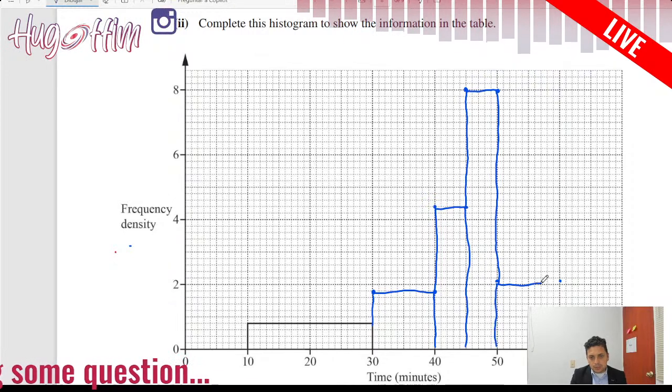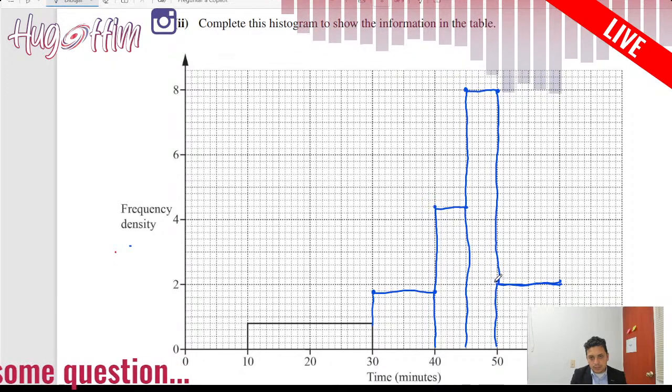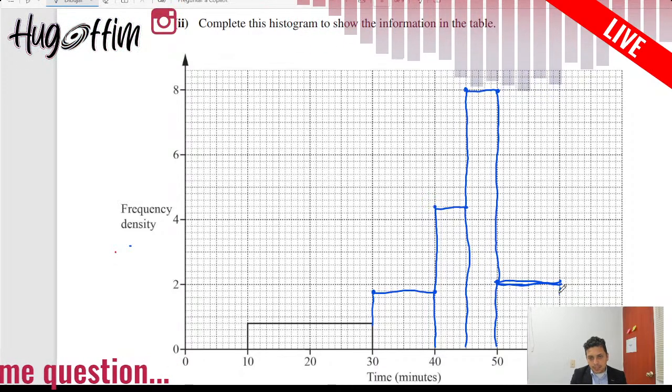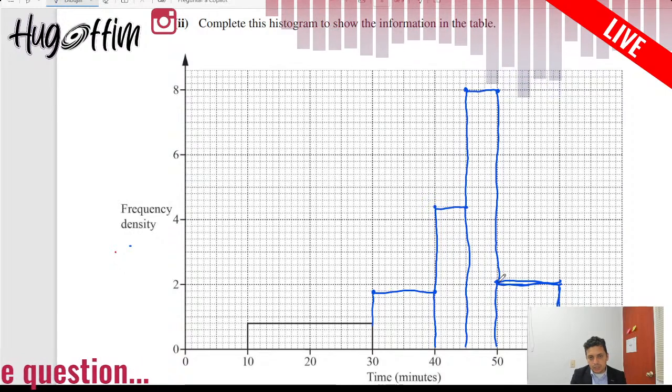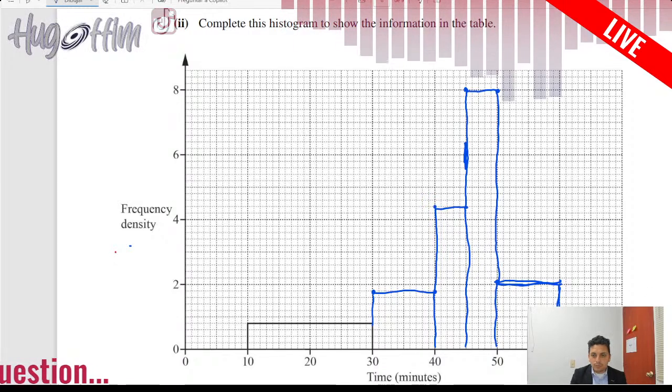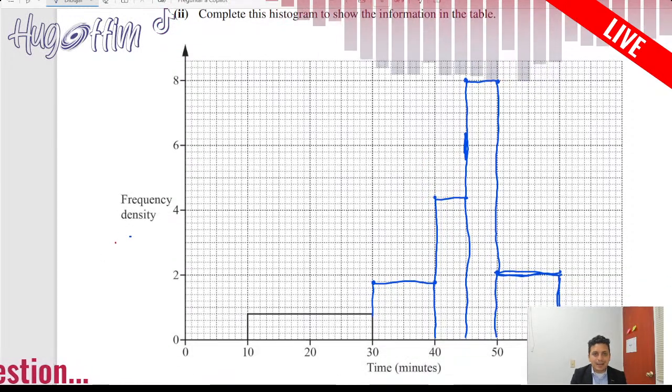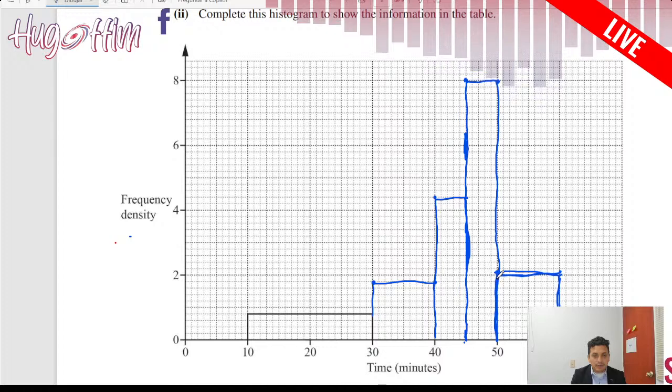Okay, so this is how you draw the frequency density diagram, the histogram. This is how you complete the frequency density diagram with the histogram using the information of the table. You can observe, something to comment about, that the major frequency density is from 45 to 50 minutes. This is how you can get the frequency density.